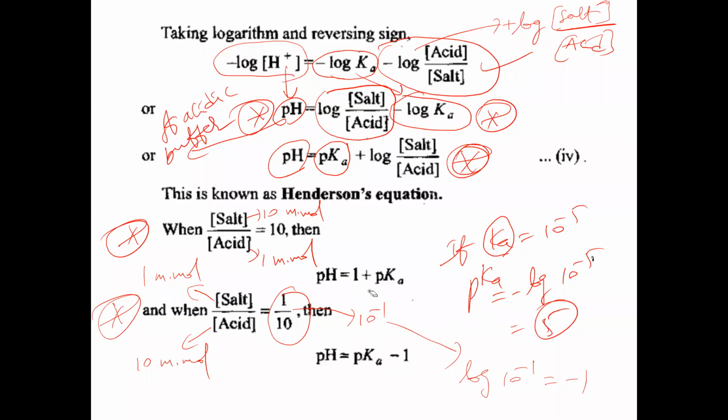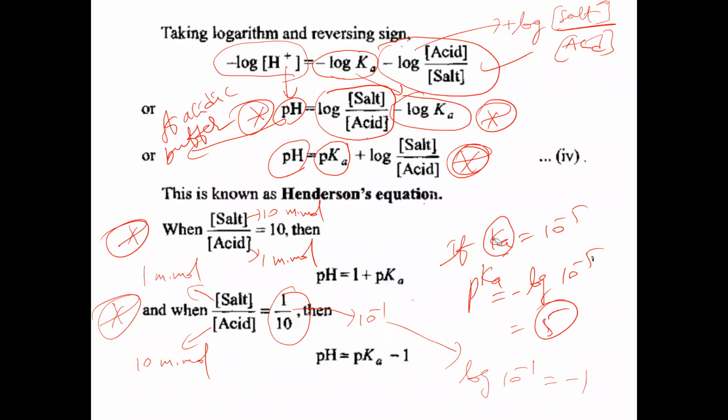Now this range is called the buffer range, the pH range of a buffer solution. From where to where? From pKa minus 1 to pKa plus 1. Here the pKa value, suppose 5. Now 5 plus 1 is 6, and 5 minus 1 is 4. So 4 to 6 will be the pH range of the buffer solution.